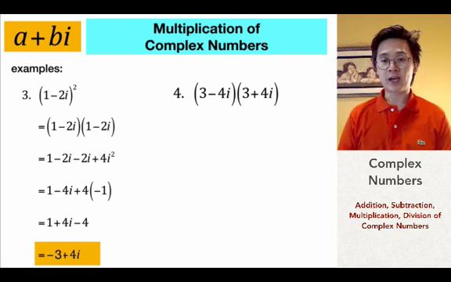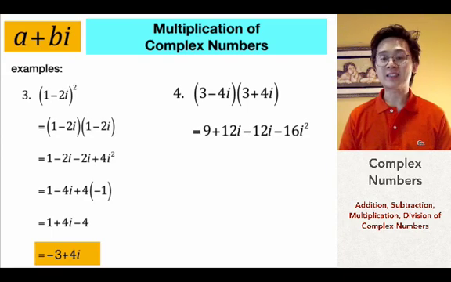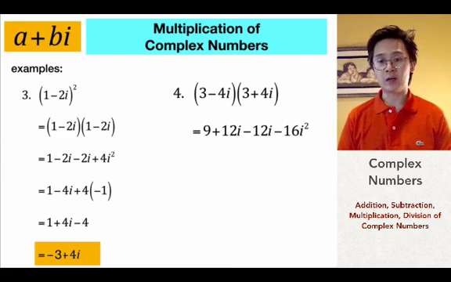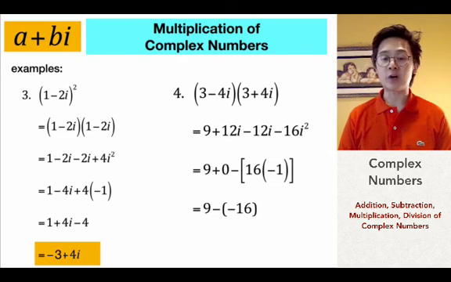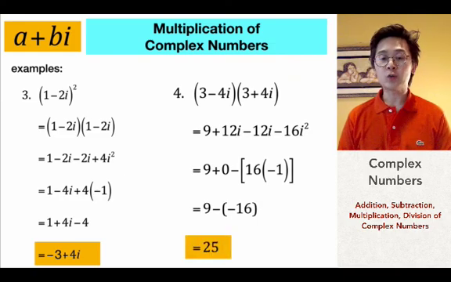And for the fourth example, we have 3 minus 4i times 3 plus 4i. Now, using the FOIL method, we'll be able to produce 9 plus 12i minus 12i minus 16i squared. Now, notice that the middle terms, which is 12i minus 12i, will turn into a 0, and i squared will turn into a negative 1. And when this happens, we'll end up with 9 minus negative 16, and we know that 9 minus negative 16 is 9 plus 16, so we'll end up with a real number, which is 25.